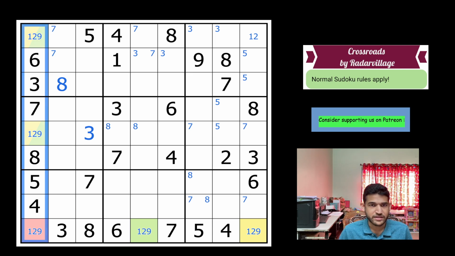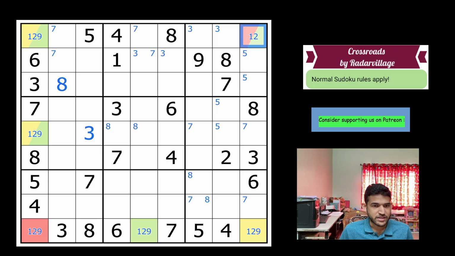Now you'll see that here, this is a 1 or a 2, which means it has to either be yellow, green or red, right? Because yellow, green and red are taking 1, 2 and 9. Which means this is going to be a red or a green. It cannot be yellow because yellow is looking at this cell. So it is either red or green. Right.